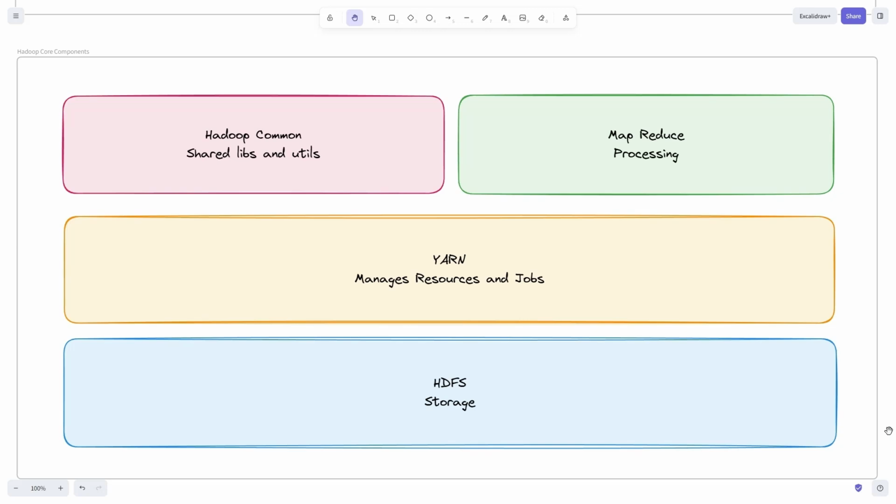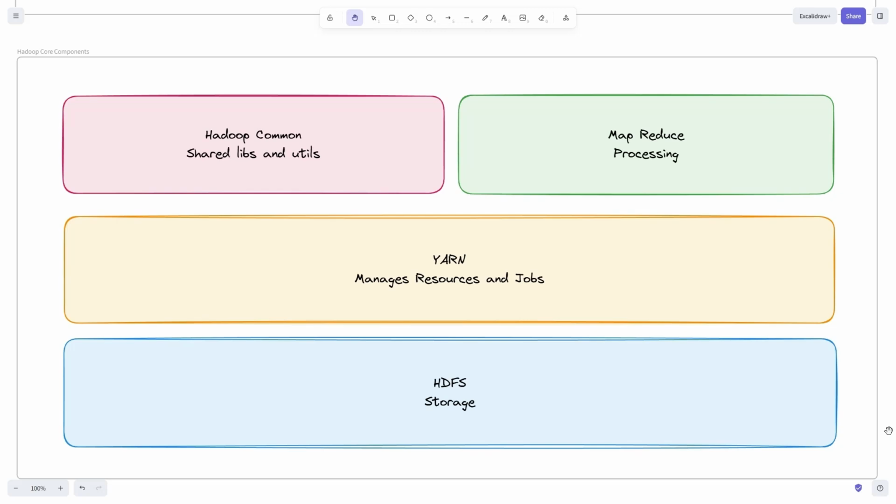YARN is responsible for resource management. In a Hadoop cluster, multiple jobs may run at the same time. YARN decides how much CPU and memory each job receives. It ensures that resources are used efficiently across the cluster.